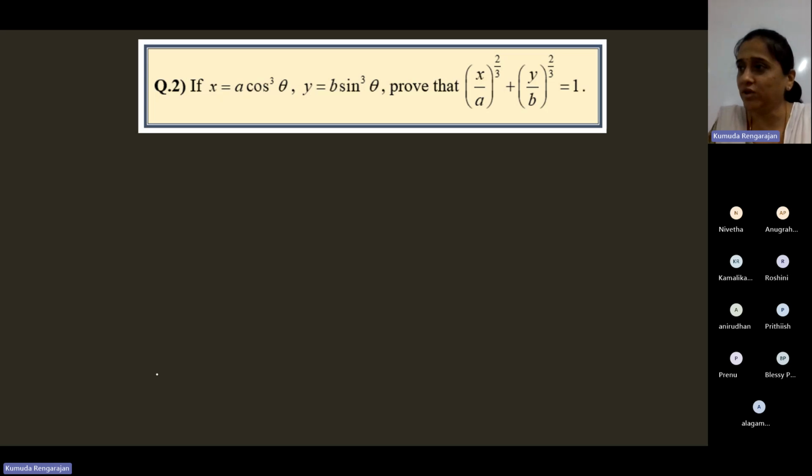So we have an expression for x. X is a cos cube theta. What's y? B sine cube theta. You will have to prove that the value of this expression is 1. The value of this expression is 1. All right.